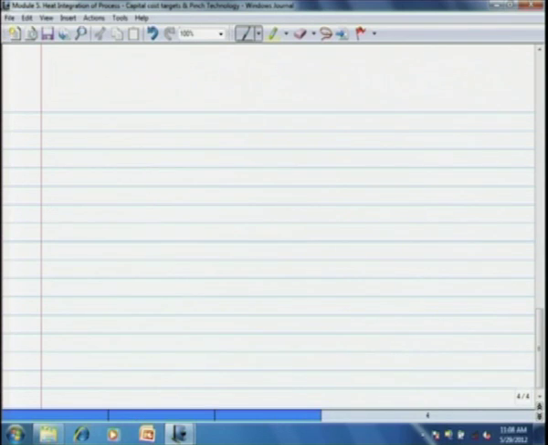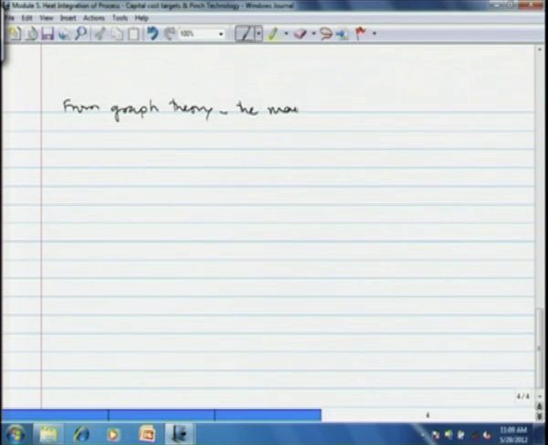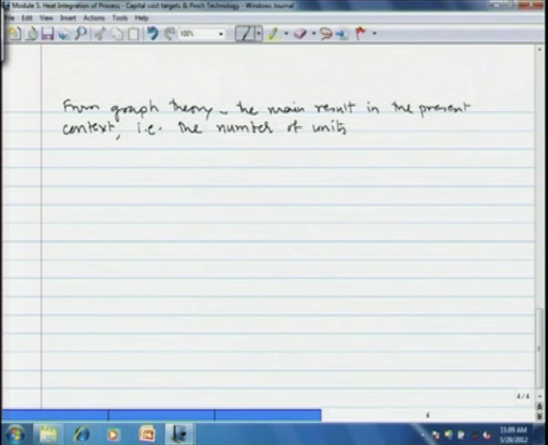From graph theory, the main result that is needed in the present context, where we are trying to find out the number of exchangers required, can be found. So from graph theory, the main result in the present context, that is the number of units, can be found as follows, in terms of the number of independent loops.